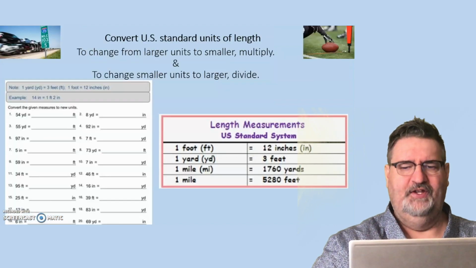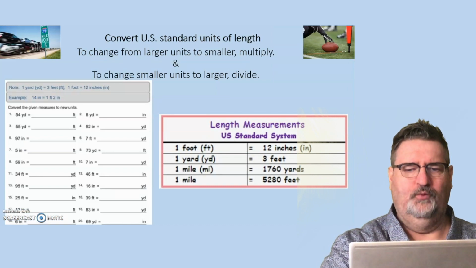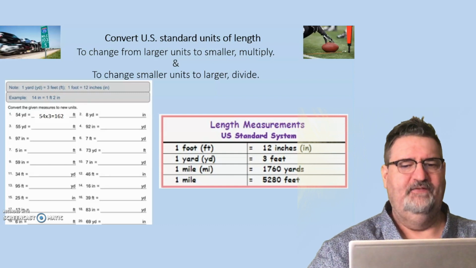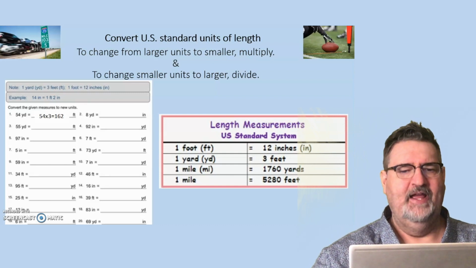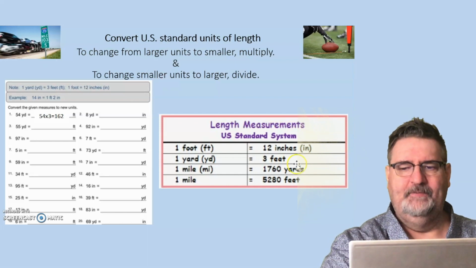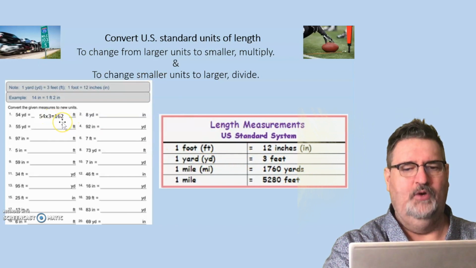So when we look at the first one here, we have some questions on the left and a chart on the right. And the first one we're going to look at is number 1. And it says 54 yards equals how many feet? And we can see that there are 3 feet in a yard. And so we're going to multiply 54 times 3 and we get 162 feet.